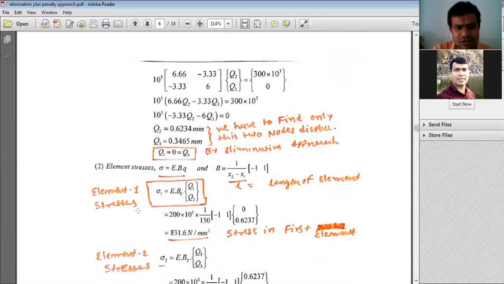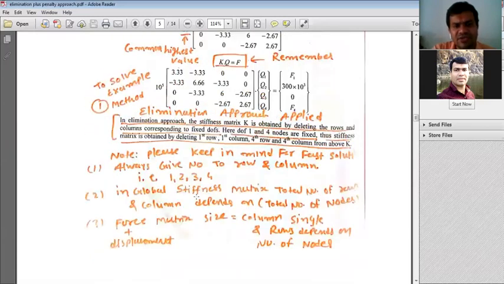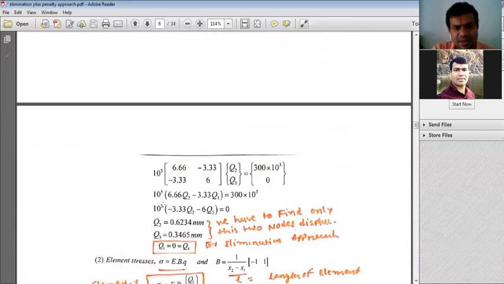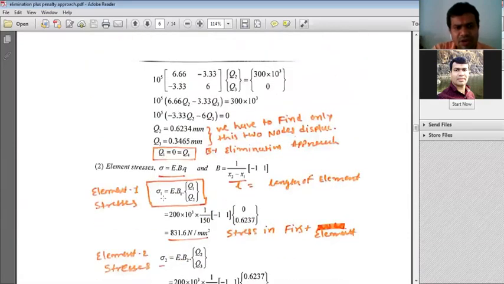Now you have to solve this with the first method, the elimination approach. You first apply the elimination approach to solve this equation KQ is equal to F. Right, KQ is equal to F. Here you have to apply first node fixed, fourth node fixed. So the first row and column, and the fourth row and column, are eliminated by applying the elimination approach rules. So you have only two rows, second and third.